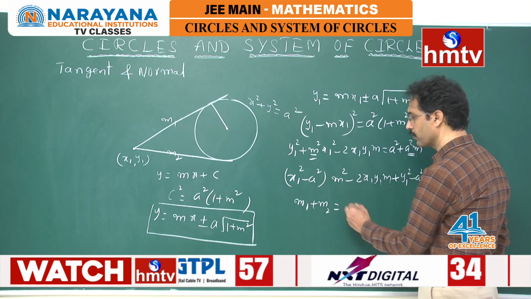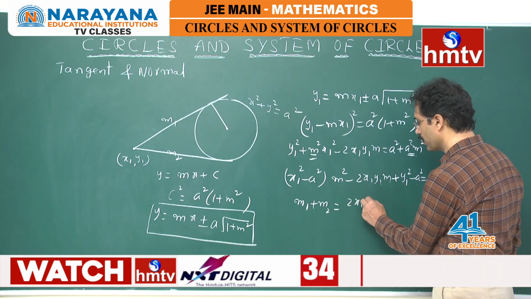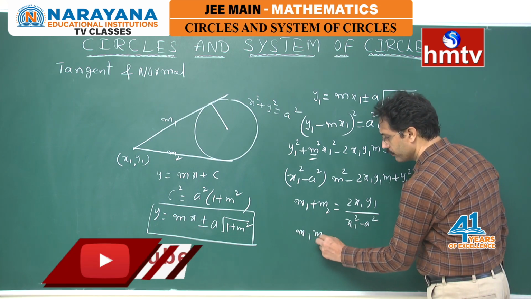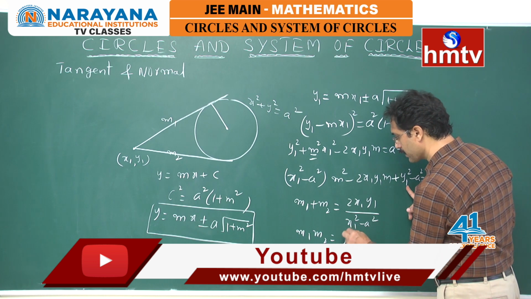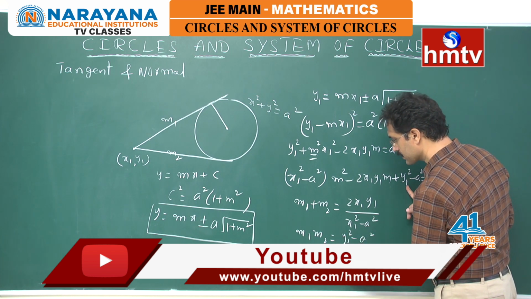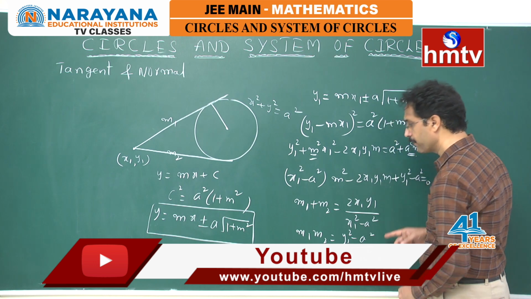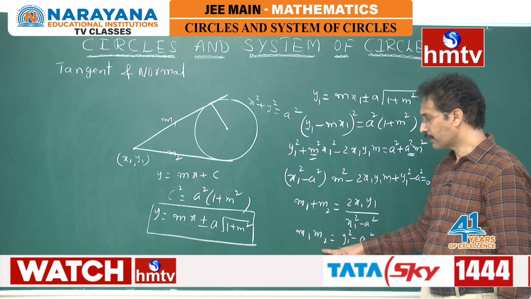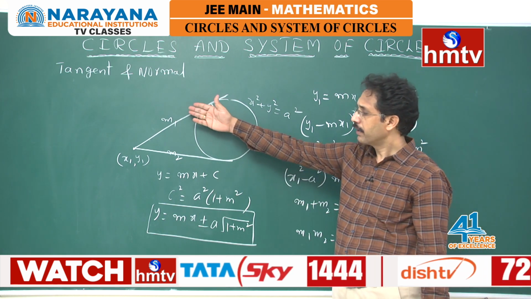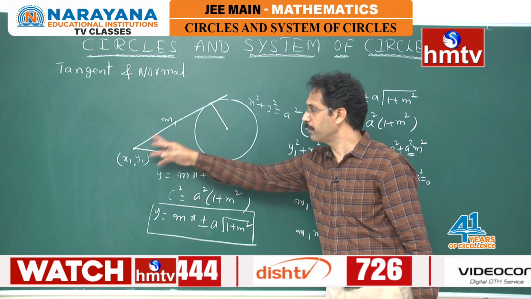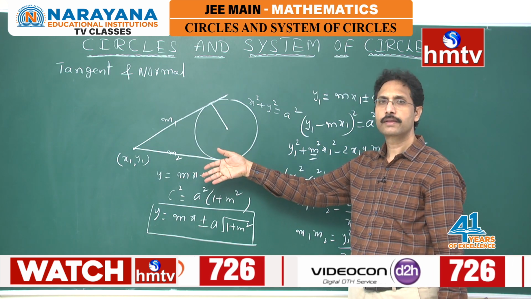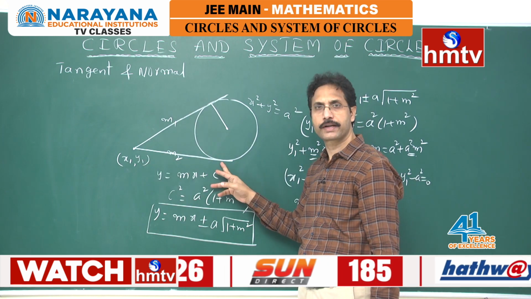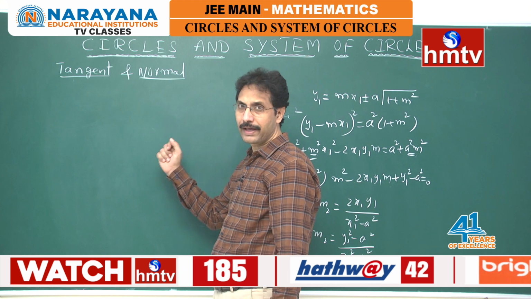m1 plus m2 is equal to 2 x1 y1 by x1 square minus a square, and m1 m2 is equal to c by a, that is y1 square minus a square by x1 square minus a square. In this way we can find the sum of the slopes and product of the slopes. So by using this you can find equations of the tangents, or if you want to find the angle between the tangents and everything, we can find it when a pair of tangents is drawn from an external point to the circle. Now we will go to our director circle.